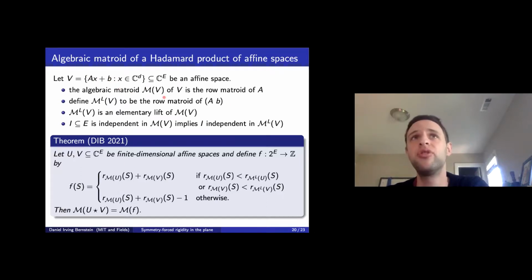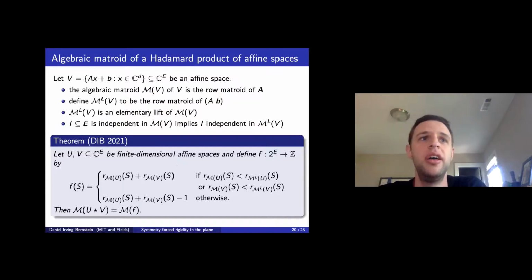Now, the algebraic matroid of an affine space is just the row matroid of A. I'm going to define a lift of this matroid to just be the row matroid of AB. So I'm just concatenating B as the last column of A and looking at the row matroid of that. So M_L, it turns out, is an elementary lift of M_V. And what this means by definition is that if a set I is independent in the algebraic matroid M_V, that implies that I is also independent in this lift.